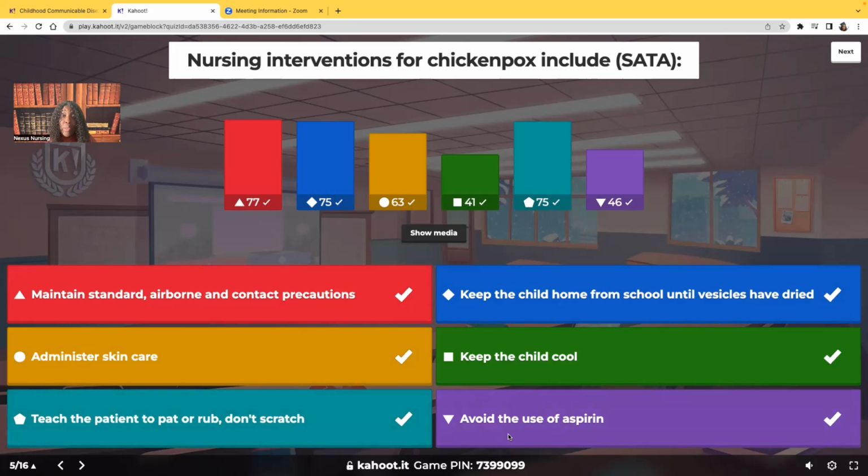We never use aspirin in children, especially if they have a viral infection. What can we give them? Reye's syndrome. That's what we're concerned about, Reye's syndrome, okay? So all of these are nursing interventions for chickenpox.